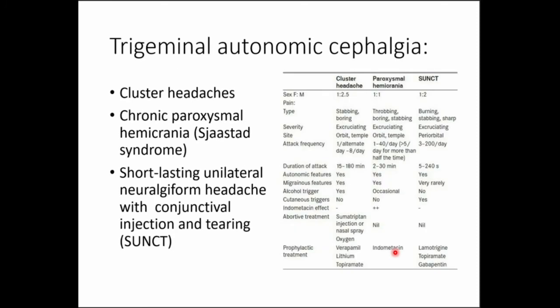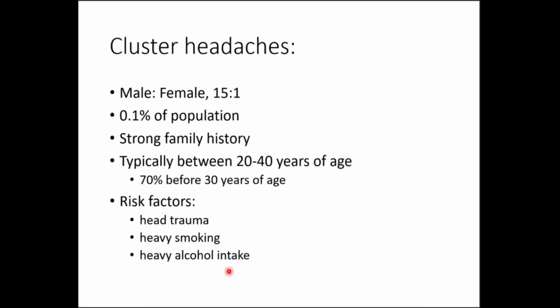So moving on to trigeminal autonomic cephalgias. So this includes cluster headaches, chronic paroxysmal hemicrania, and something called short-lasting unilateral neuralgiform headaches with conjunctival injection and tearing. And so of these, the most common type would be cluster headaches. And this is a table which just goes over how it presents, the severity of the pain, how long they last, and the treatment and so on, which can be useful for your revision.